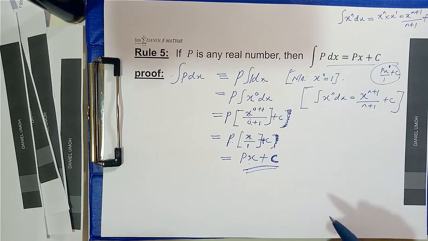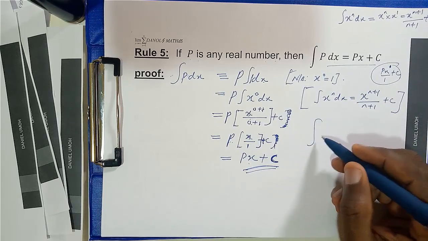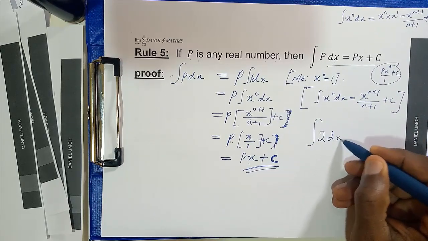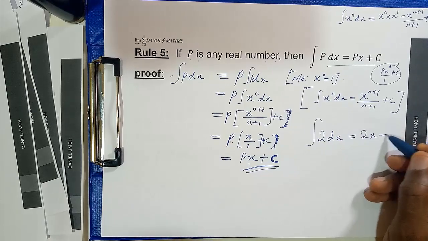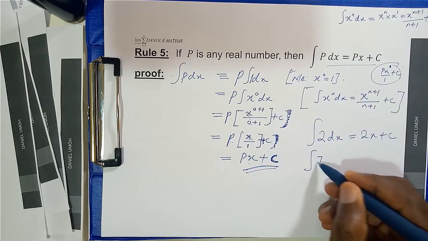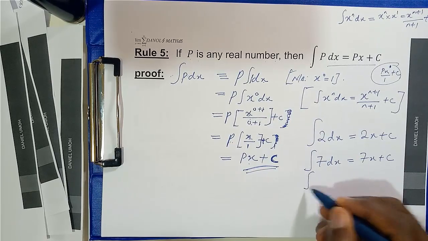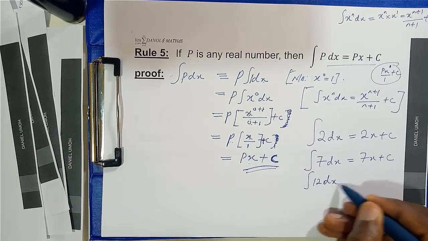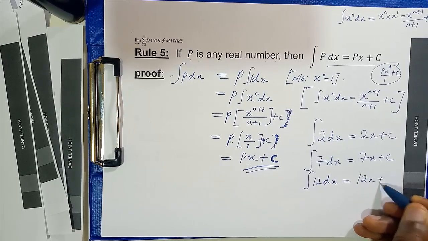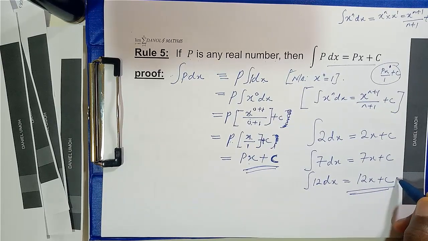So please take note. Integral of a number, let's say 2 dx, is equal to what? 2x plus c. Integral of 7 dx is equal to what? 7x plus c. Integral of 12 dx is equal to what? 12x plus c, and so on. I hope you understand what we just explained, because we are going to be applying these rules now to solve some problems.